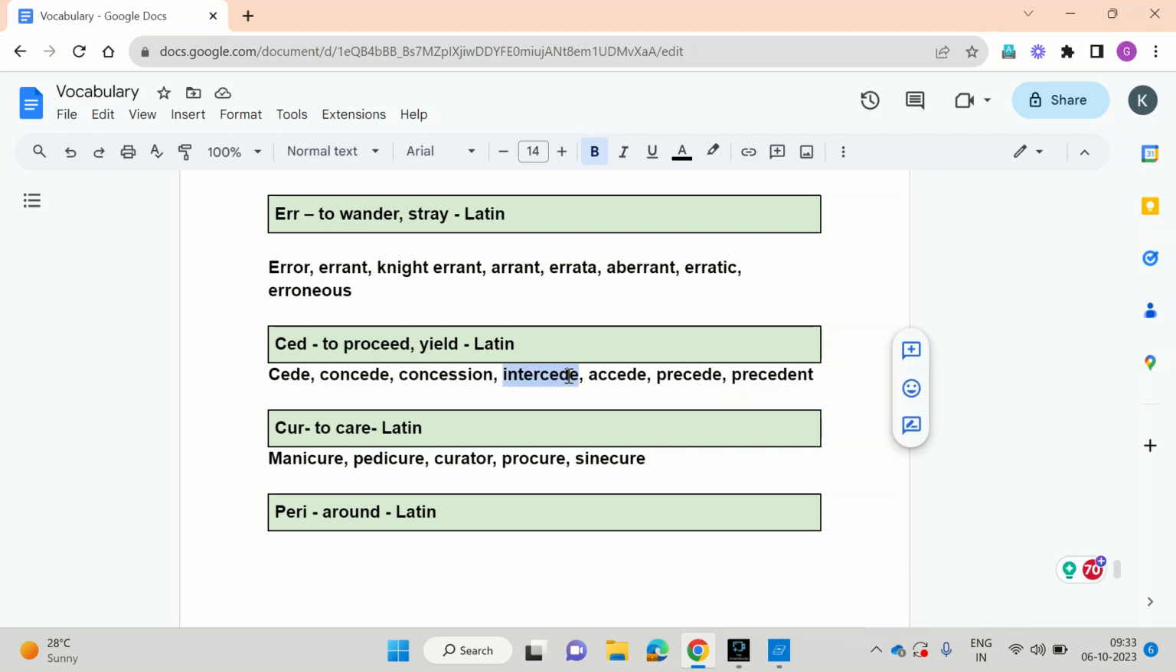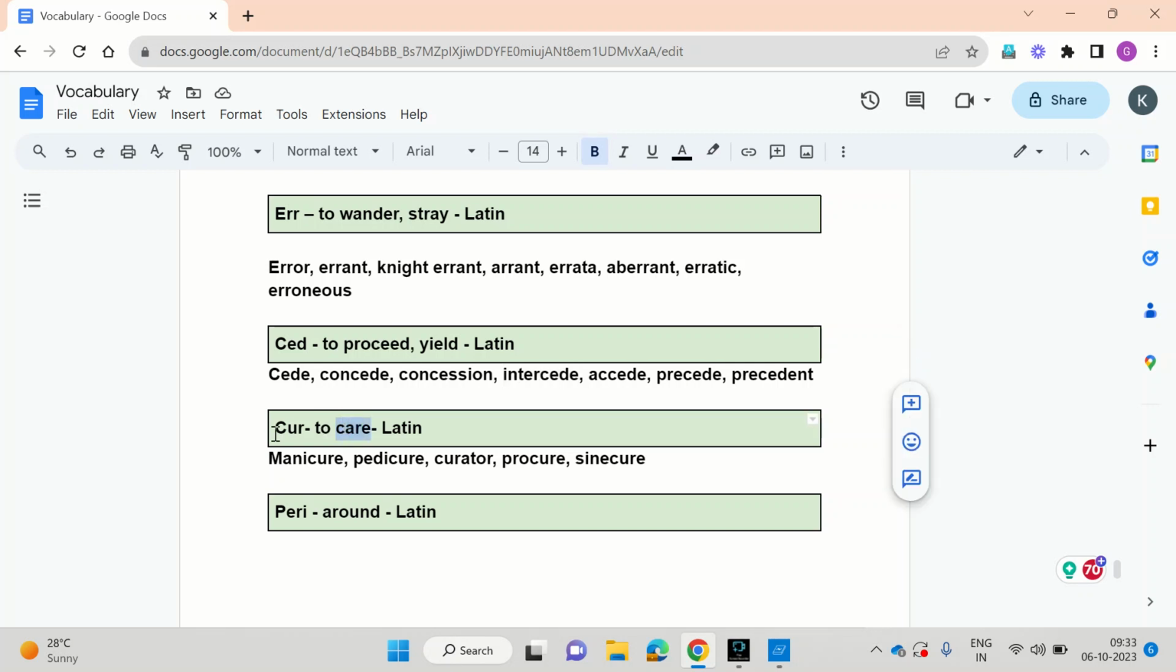Intercede. Intercede means that on behalf of someone else, you plead with some authority. You plead for forgiveness. That is interceding. Inter is in between, ceding. Your friend has done some mistake and you intercede. That means you request or plead with the authority not to punish your friend. That is interceding.